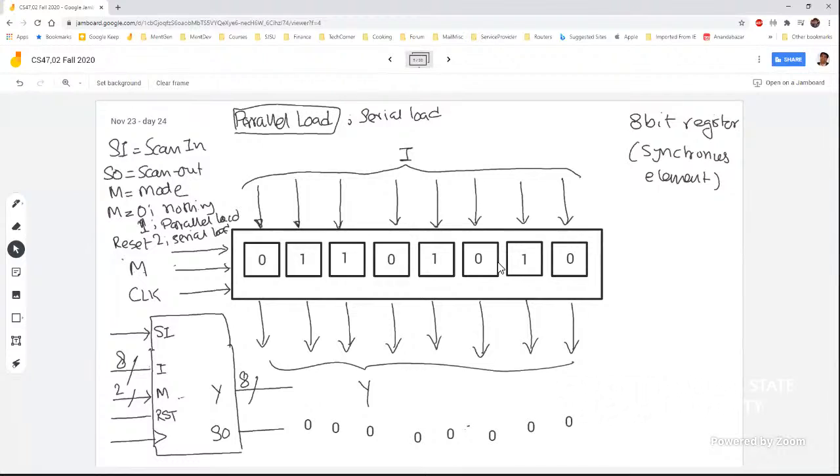Now what the serial load is: let's say M is 2, and you have a scan in right here, and a scan out. Let me use another color. Scan out is this one. Usually, scan in is related to the LSB, and scan out is usually related to the LSB as well.